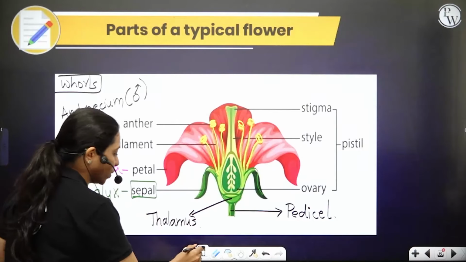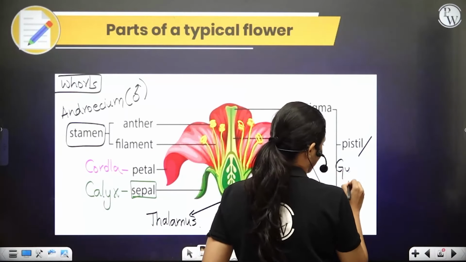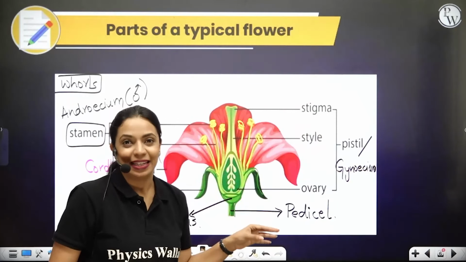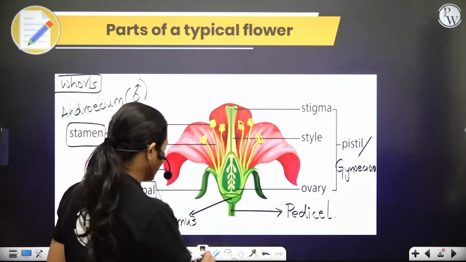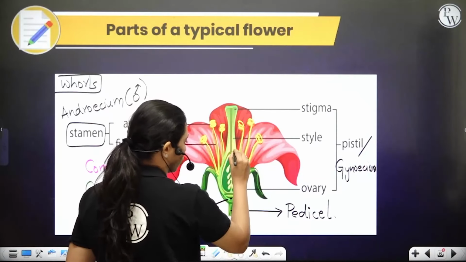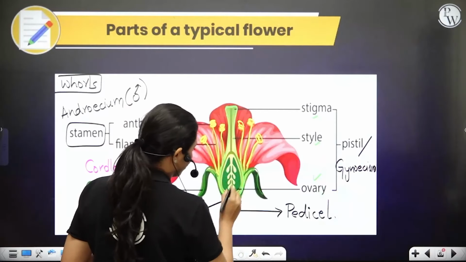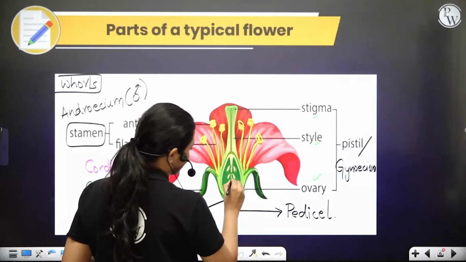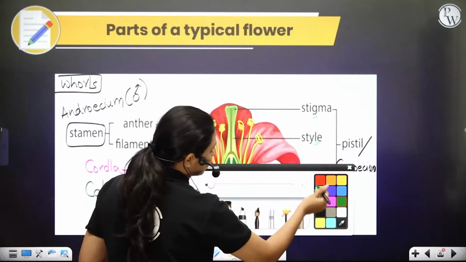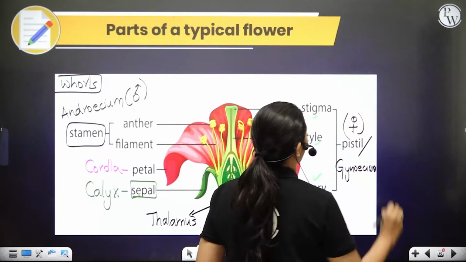Now let's talk about the innermost whorl, which is the pistil or gynoecium. Individual units of pistil or gynoecium are called carpels, and you can find three different parts there. You have the stigma, the long slender style, and the swollen ovary. Stigma, style, and ovary. Within the ovary, you have ovules, which will eventually become the seed. It is within the female reproductive part or the gynoecium that the female gametes are produced. Therefore, we can say that gynoecium is the female reproductive part of the flower.